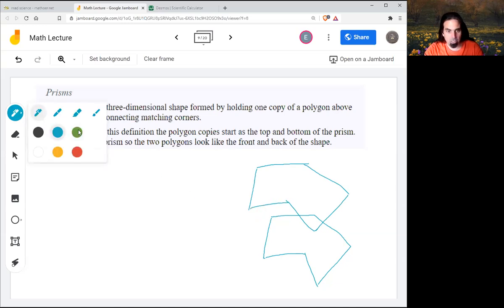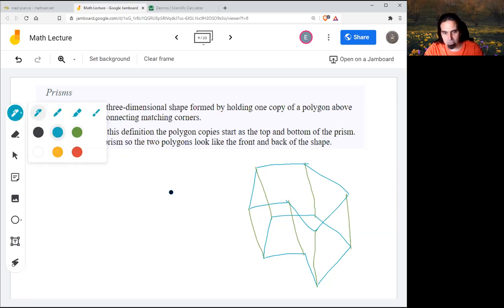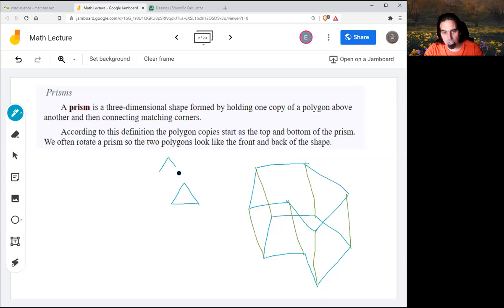And then we're going to connect the matching corners. And what I drew looks now a little too ugly and complicated. But anyway, that's the idea. Let's draw a simpler one. I'll just take a triangle and I'll take a copy of my triangle. And then I will say these corners match up.